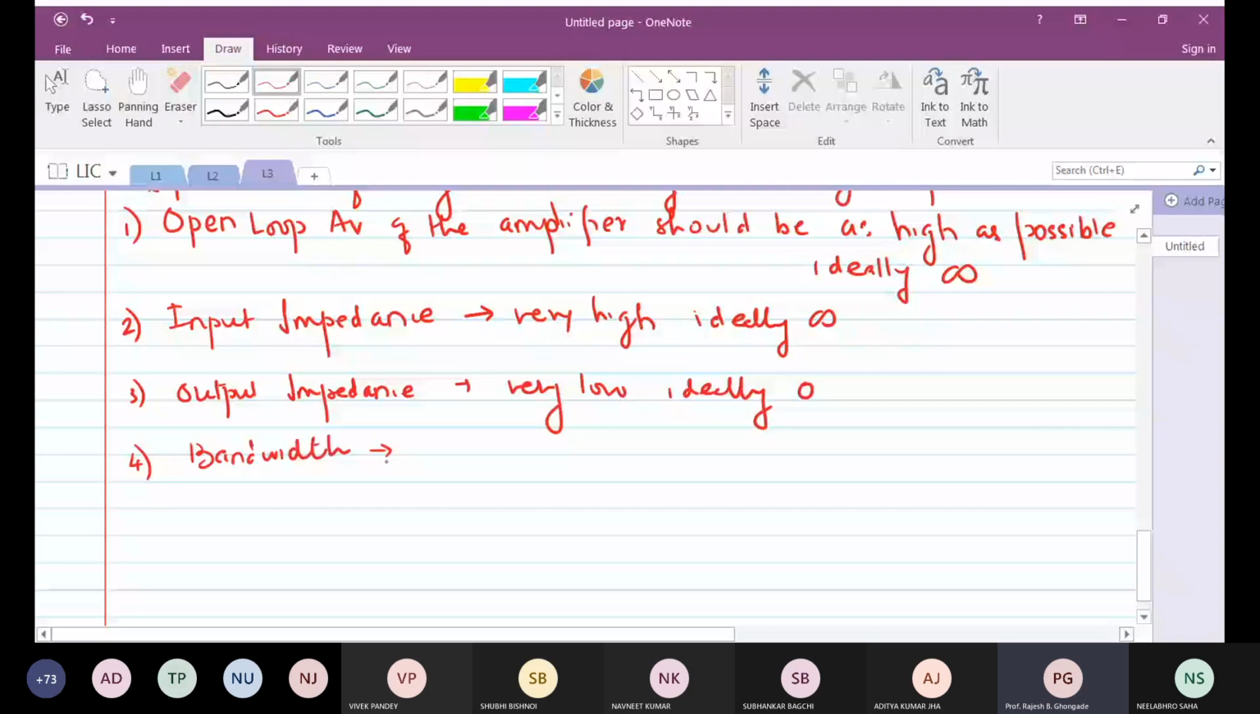What about the bandwidth? What do you mean by bandwidth? Yes, it is actually the frequency response of the amplifier. So you have frequency on the x-axis. You have gain, maybe in dB. And we have already seen that there is some interference here.